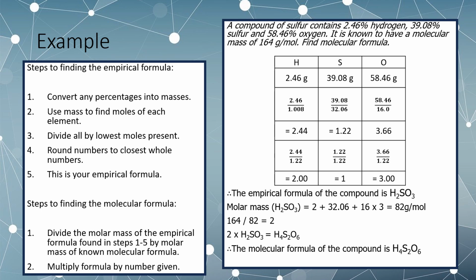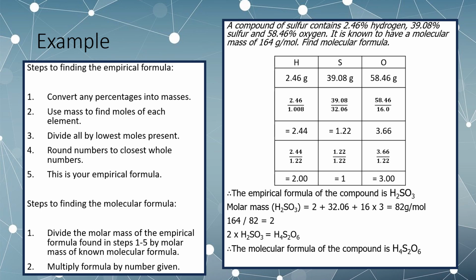Now, in this question, we're actually asked to find the molecular formula. So the first thing we need to do for our next part of this process is to find the molar mass of our empirical formula. So we have 2, remembering that hydrogen's 1.008. I've just rounded to 1 for the simplicity of this question. So 2, because there's 2 hydrogens, plus 32.06, which is our sulfur, plus 16 times 3, because there's 3 oxygens, so we need to have 16 times 3. That gives us 82 grams per mole.